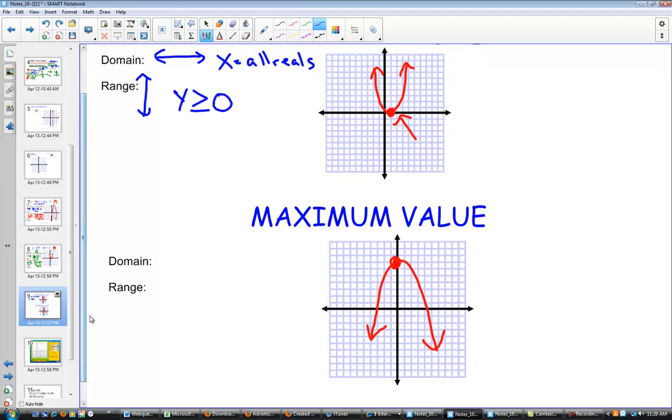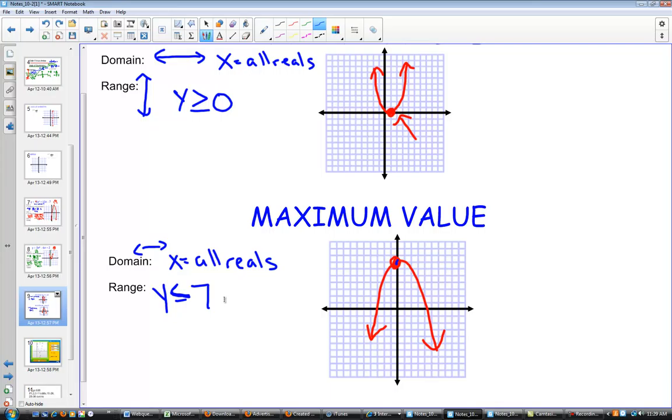And then down here, domain, it's just going to keep going over and over, and it's all the X values. So X is all reals. And then range is going to be less than, it looks like 1, 2, 3, 4, 5, 6, 7. So Y is going to be less than or equal to 7.